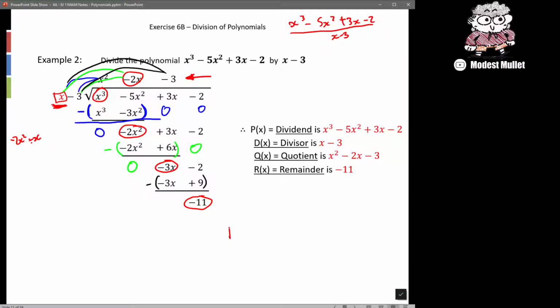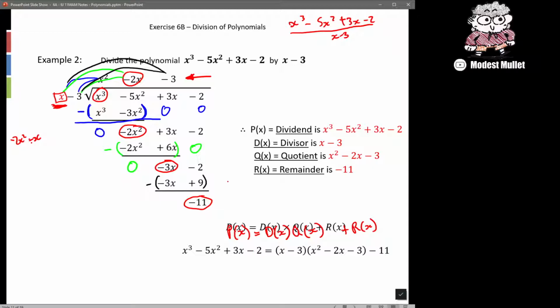So how can we write this? Well, our original polynomial is equal to what we were trying to divide by times our answer plus our remainder. So we can write this as what we're trying to divide by times answer plus our remainder, which was negative 11. And so we've done the division.